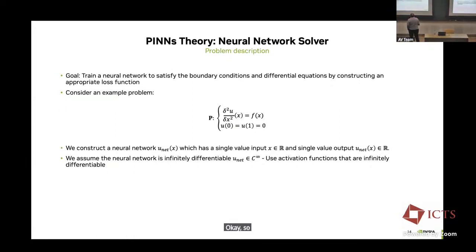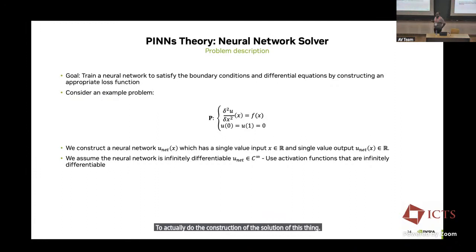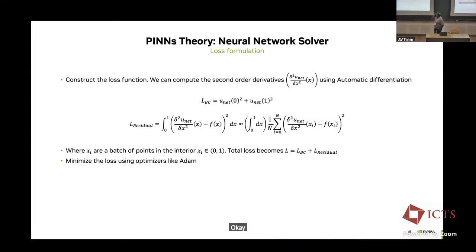Okay. So basically, we give this as a workshop with hands-on. So this portion is where you construct the solution. You actually construct it in that Jupyter notebook. You actually do the construction of the solution of this, and that program is given. And you try to solve this. You can also do the parameterization also. So you form the loss functions and all that.